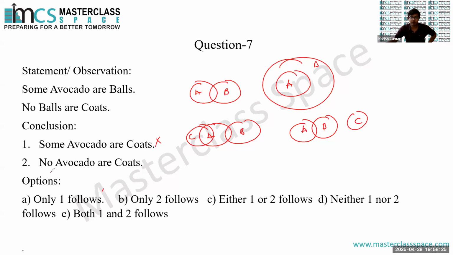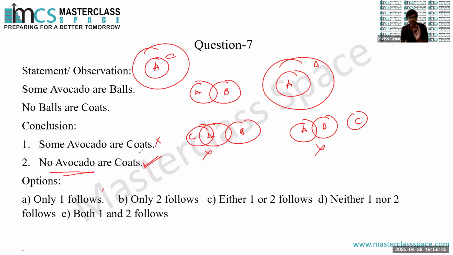What is the meaning of no avocado are codes? It is the opposite of avocado are codes. What is the meaning of avocado are codes? Avocado should come inside codes. So no avocado are codes means avocado should not come inside codes. And here also it is not coming inside codes, and here also it is not coming inside codes. So your option 2 is true. So only the second option follows. Option B is your right answer. Is this clear? Or do you want me to discuss one more time?